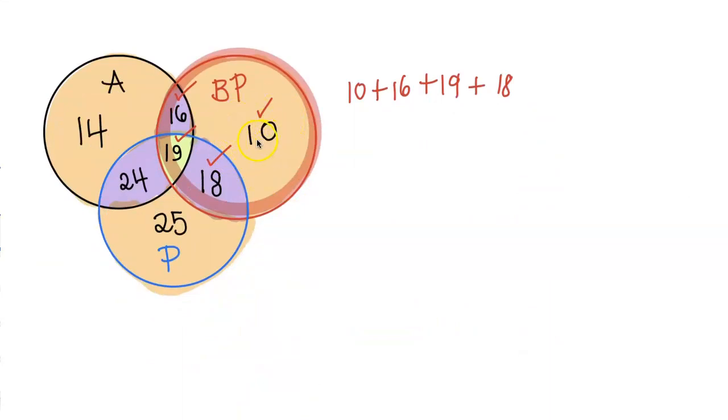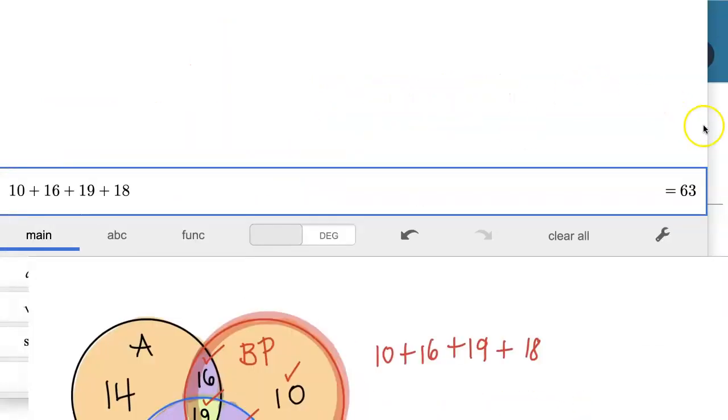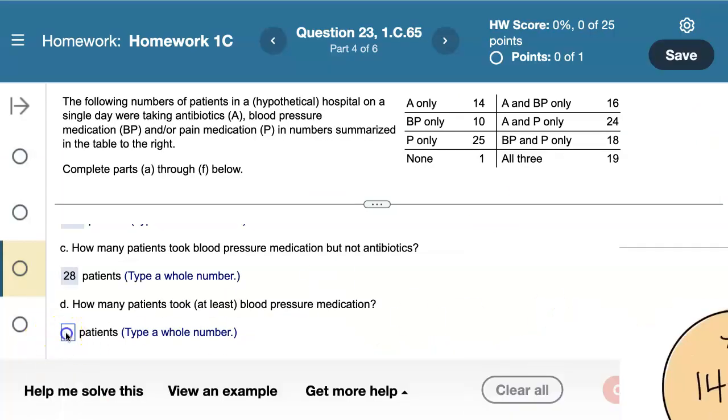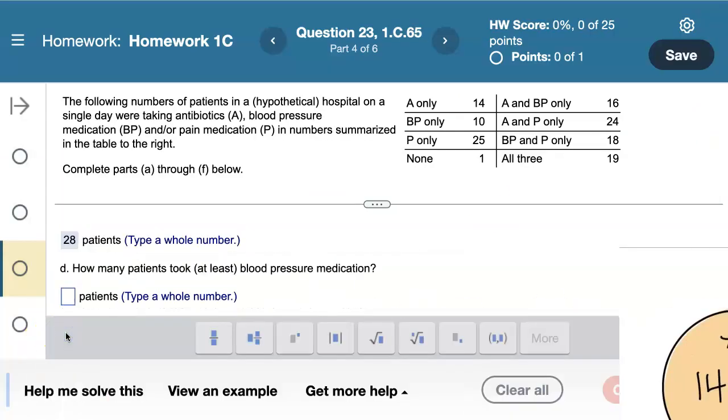So some of them took only blood pressure, some of them took antibiotics and blood pressure. So all kinds of combinations. But if you're in this circle, you took at least blood pressure medication. So the answer is 63. So go over here, type in 63 and move on.